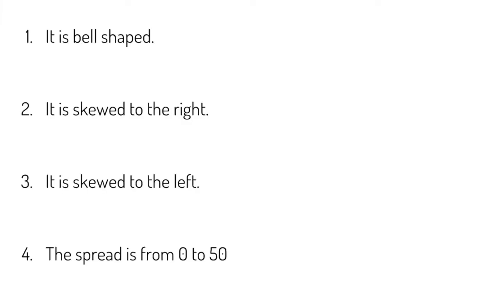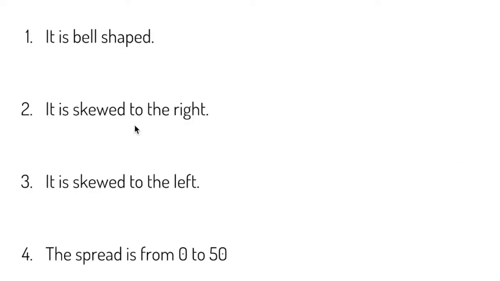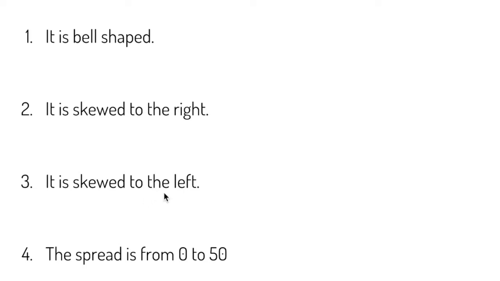The answer to the question is number 3. It is skewed to the left. If you see the graph here, the data are more concentrated to the right side, at 4, 5 and 3 mostly, while there is much less data at 0, 1, and 2. Therefore, it is not bell-shaped and it is not skewed to the right. If it's skewed to the right, it means that most of the data is concentrated in 0, 1, 2. So the answer is that it is skewed to the left.